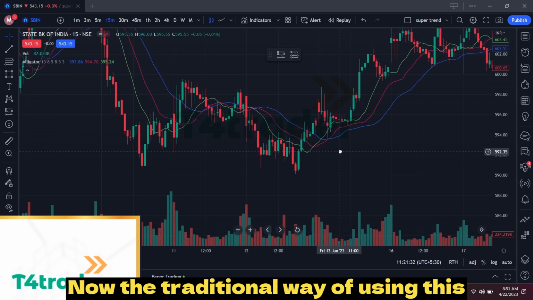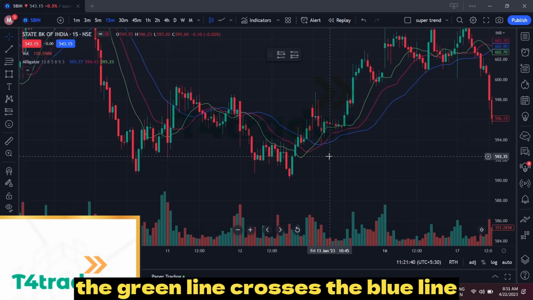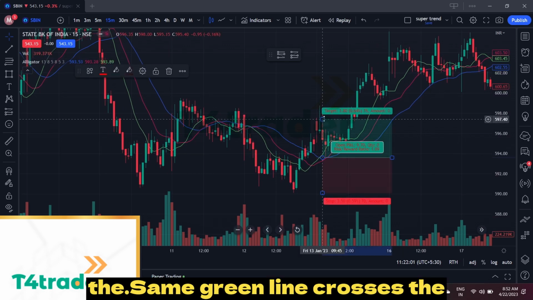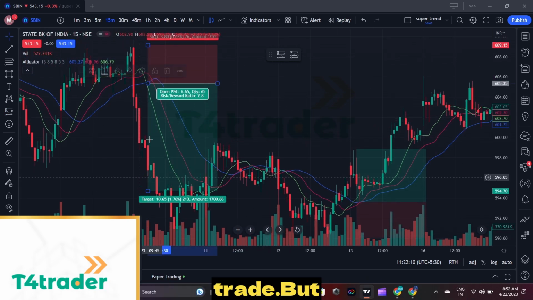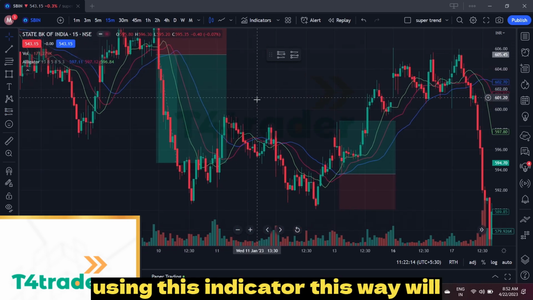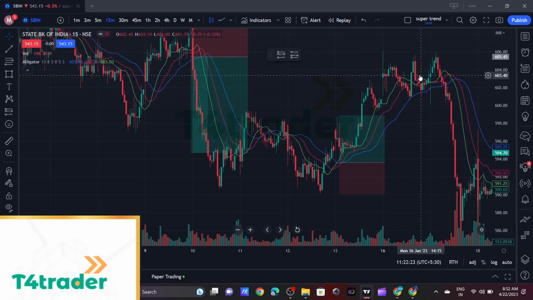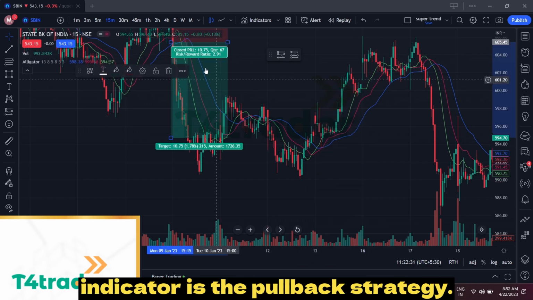Now the traditional way of using this indicator to trade is like this. When the green line crosses the blue line upwards, you take a long trade, and when the same green line crosses the blue line downwards, you take a short trade. But using this indicator this way will probably get your portfolio into a lot of trouble. One of my favorite strategies I like to do with this indicator is the pullback strategy.